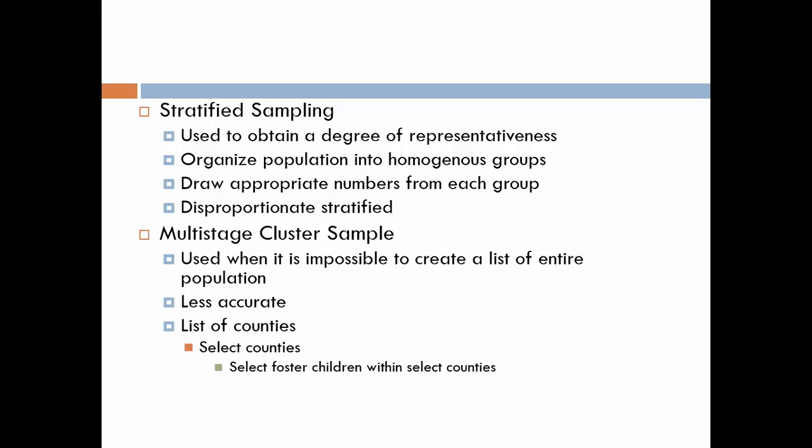But it is used when your population list is so large it's impossible to get a list, and you still want it to be representative of the whole population. So it's a two-step process. We come up with a way to narrow the list down, and then we select from the narrowed list.